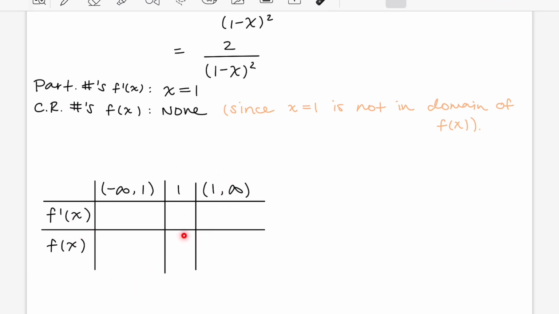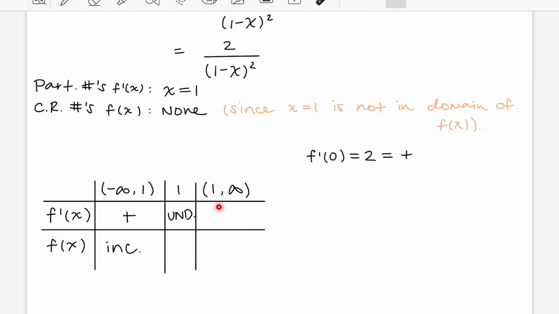So we'll look at the value of our derivative in these intervals. We'll evaluate our derivative at 0. Plugging this into our derivative, we'll get 2, which is positive. So over this interval, our derivative is positive, and this tells us our function is increasing. We also know that our derivative is going to be undefined at 1, so we'll write that there.